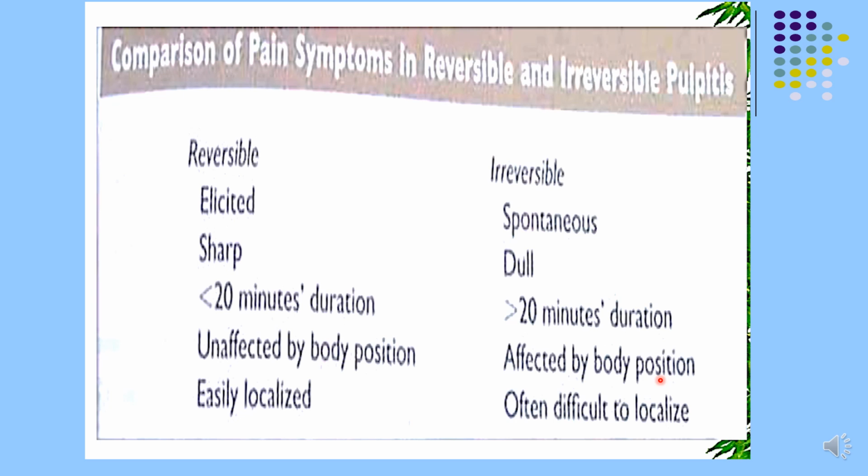as you have seen just now, histopathologically in irreversible pulpitis, there is edema in the pulp, right? And when there is postural change, the edema shifts, and thus there is pain that is elicited, right? Okay, that's the logical explanation for pain that's affected by change in body position. It's often difficult to localize, so the patient finds it difficult to localize. So this is how you differentiate reversible and irreversible pulpitis.